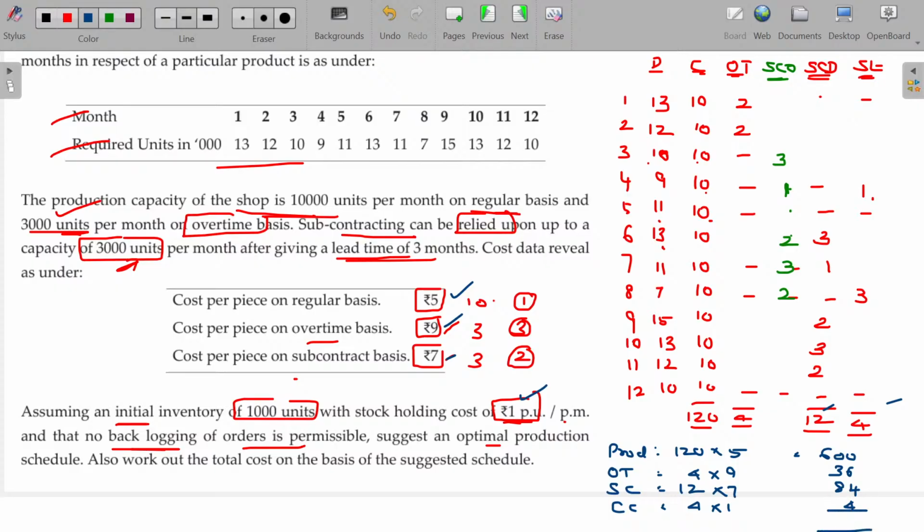What is the overall cost under this mixed strategy? Subcontract is 11 units, so 11 times 7 means 77. Overall value will be 717. 717 will be the total cost.